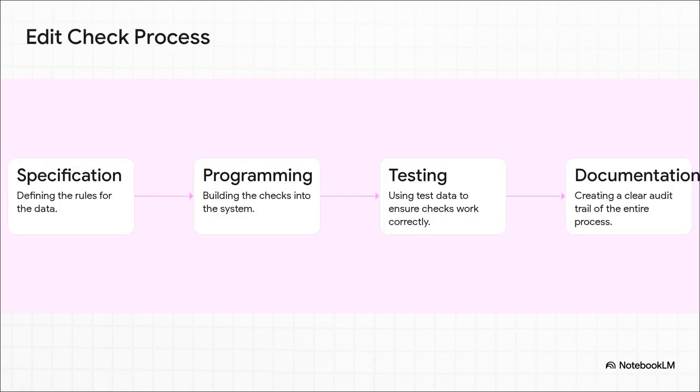And the process for creating them is incredibly structured. First, we define the rules, the specifications. Then, the programmers get to work building them. The third step is maybe the most important: testing. We throw all sorts of crazy test data at the system to make sure the checks catch what they're supposed to catch. And, of course, every single step is documented. You've got to have that paper trail.